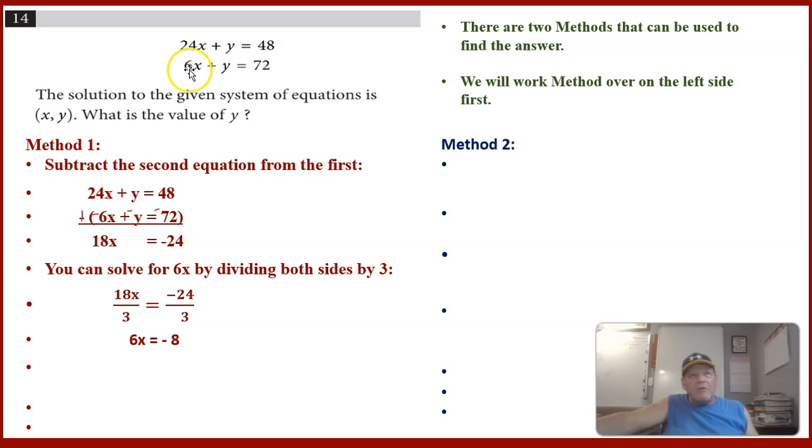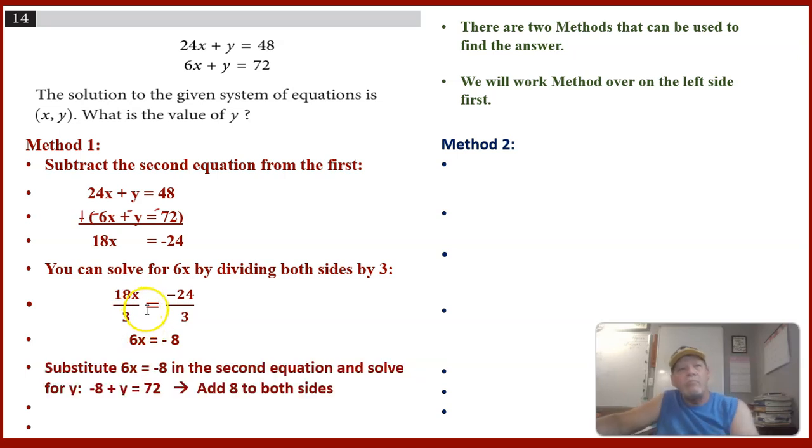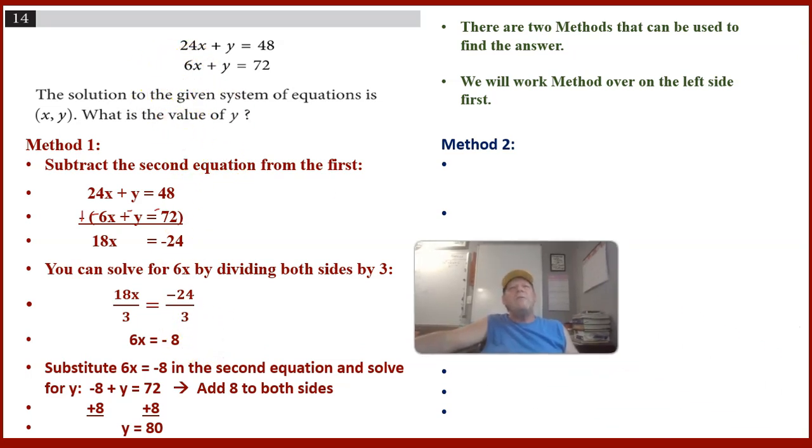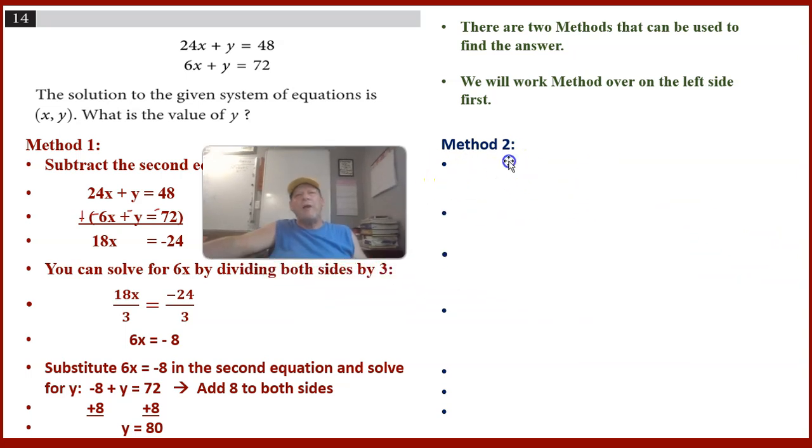Now I can take that second equation and substitute a negative 8 right where that 6x is. So I got negative 8 plus my y equals 72, and then I add 8 to both sides using the addition property of equality, and I have y equals 80. That's method 1. Now, a lot of students would not want to use that method because you're not solving for x, you're solving for 6x. So let's see what happens when you solve for x.